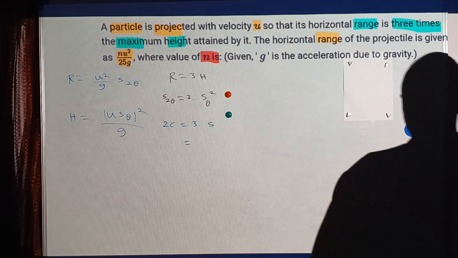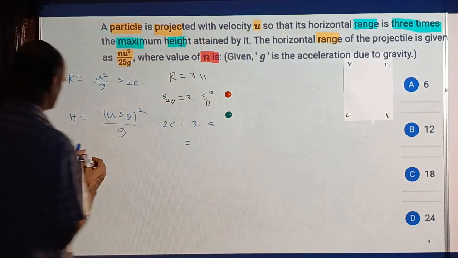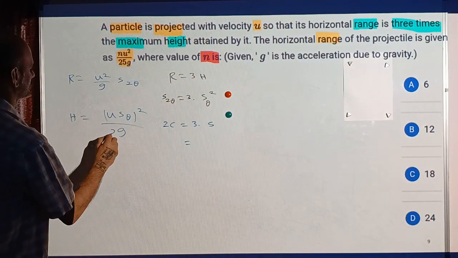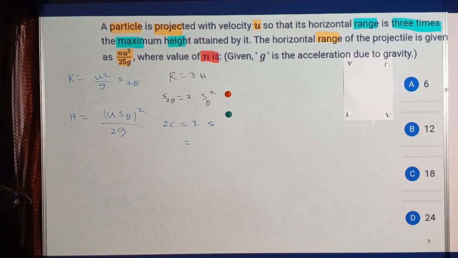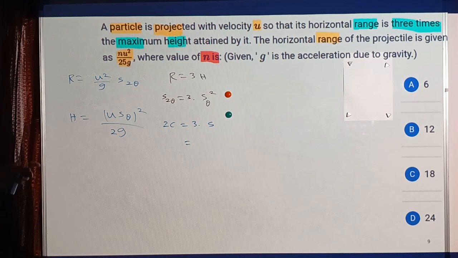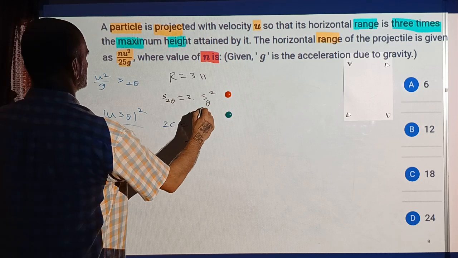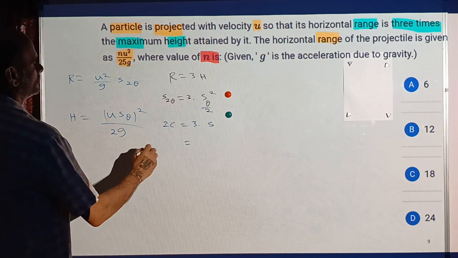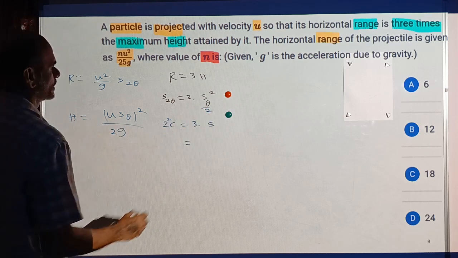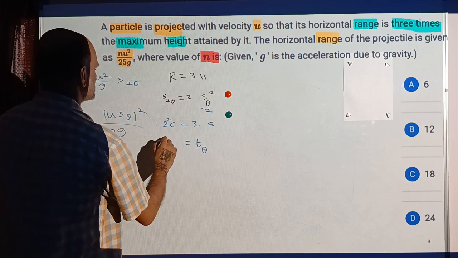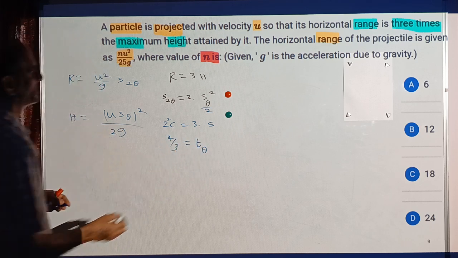Height is u² sin²θ by 2g. So if you cannot remember the formula correctly, you can derive it quickly. So there will be a 2 here, so it will become 2 squared. So we'll get tan theta as 4 by 3.